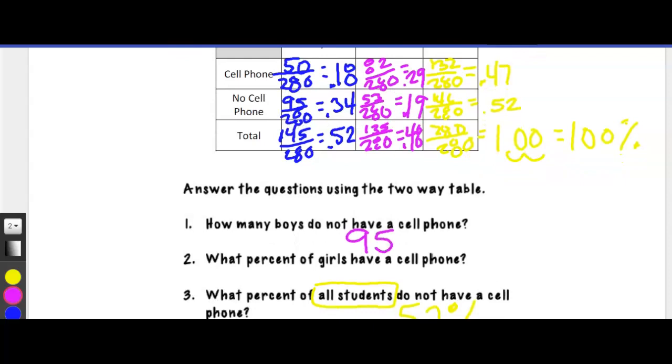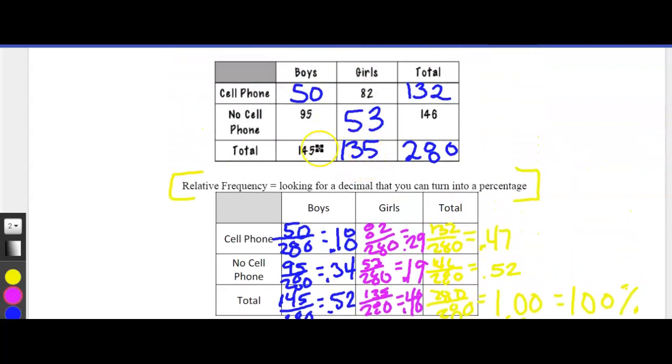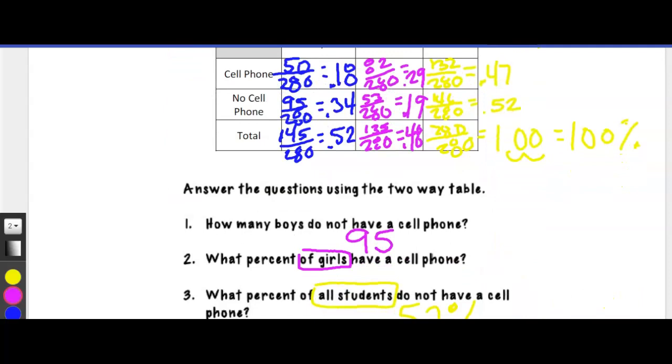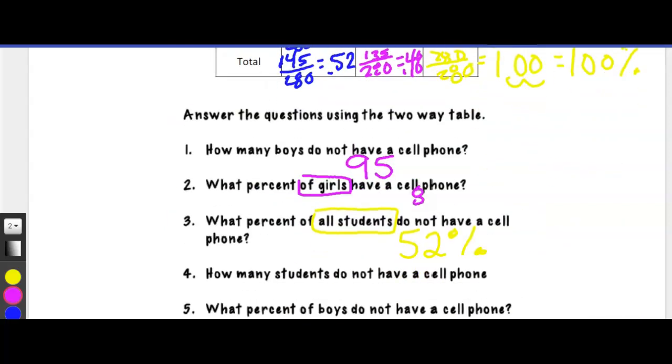All right. What percent of girls? So I need to figure out what percent of girls have a cell phone. This won't help me anymore because this is out of all of the students, not of the girls only. But there were 135 girls, and it says have a cell phone. So 82 out of 135. So 82 girls have a cell phone out of 135 girls that were surveyed. And that is, typing it in my calculator, 0.6, and I'm going to round it to 61, which as a percentage is 61%.